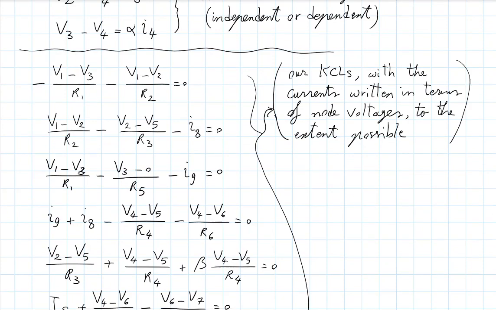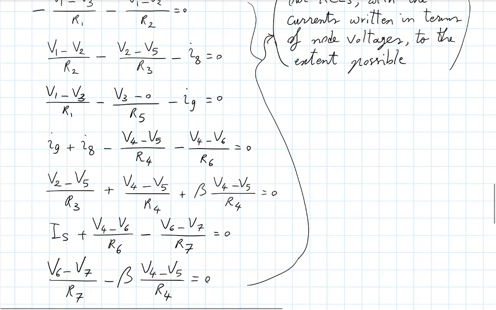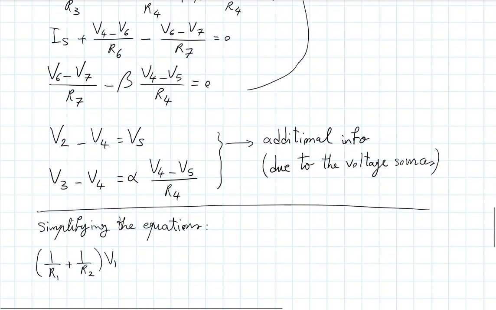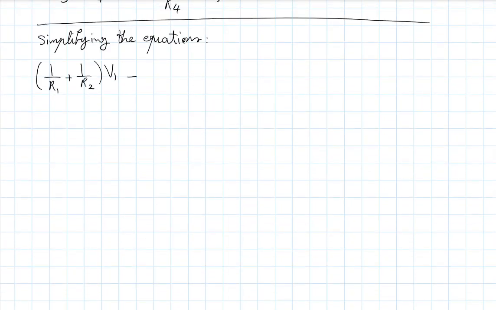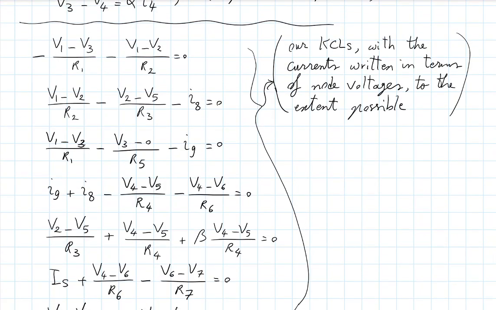So 1 over R1 plus 1 over R2 times V1, okay, then I have minus 1 over R2 times V2, and then similarly I have minus 1 over R1 times V3.